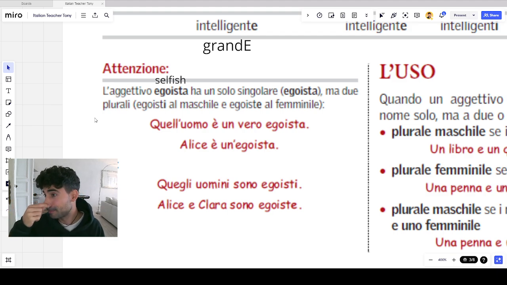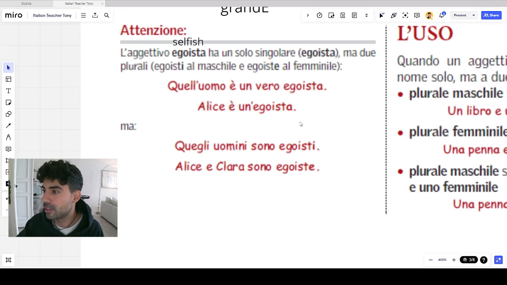That's super weird, but let's have a look at it. You will be saying egoista if you are referring to a man or a woman in the singular. For example, l'uomo egoista or Alice è egoista. You see, no matter the gender, the singular form will always be egoista. However, the plural form will be different if we're talking about masculine or feminine.